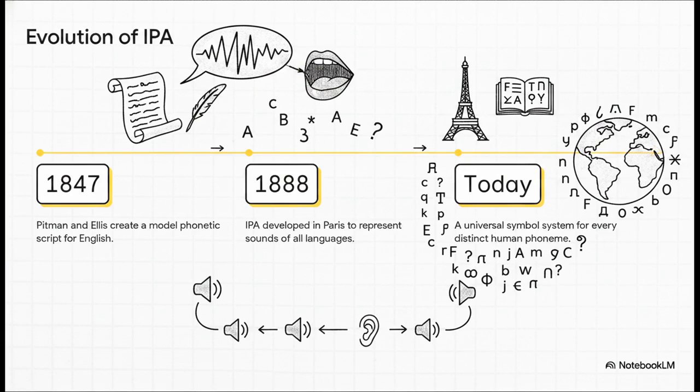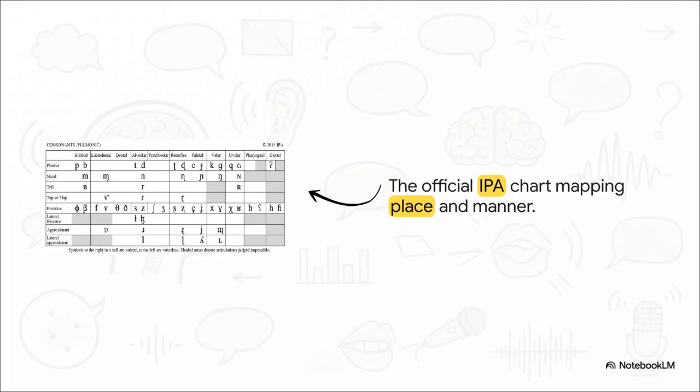So, building on an early model created by Pitman and Ellis in 1847, the International Phonetic Association met in Paris in 1888. Their goal? To design the International Phonetic Alphabet, or the IPA. The guiding principle was super elegant and ambitious. There should be a unique universal symbol to represent every distinct sound, or phoneme, in every single human language. And the sheer grand complexity of what they actually achieved is just incredible.